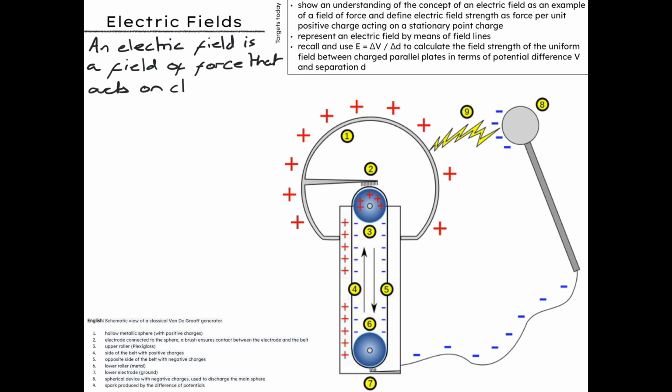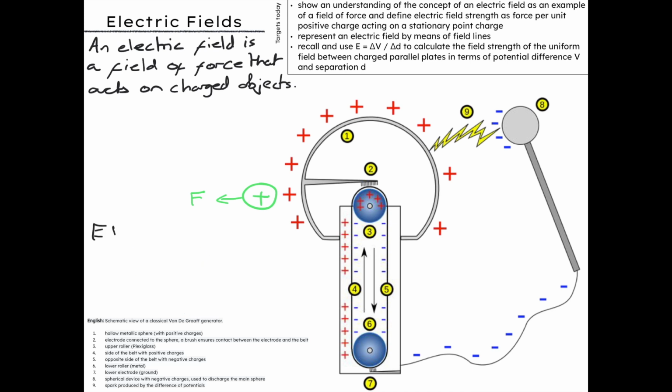All that means is that if we put an object with positive charge near another object with positive charge, there is a force between them. They repel. Magnetic fields act on objects with magnetism. Gravitational fields act on objects with mass. Electric fields act on objects with charge.